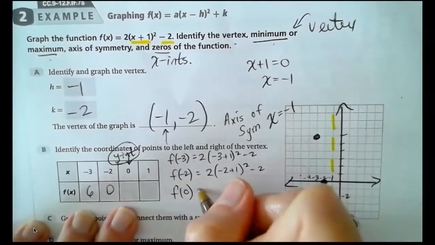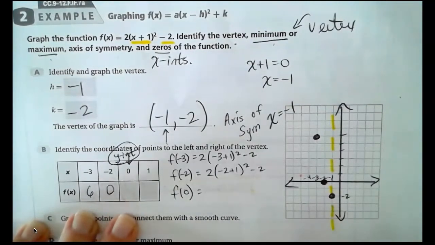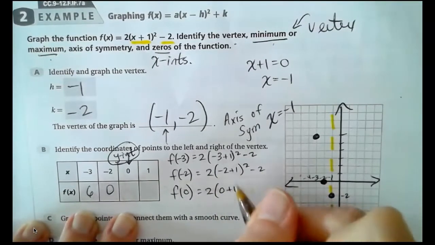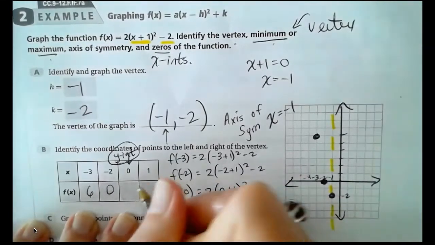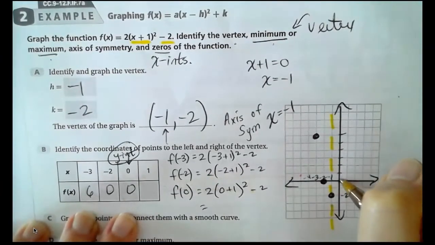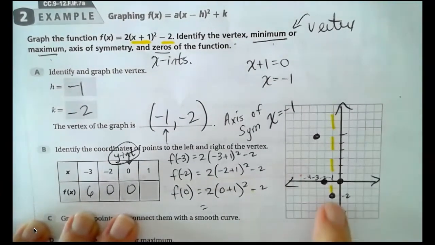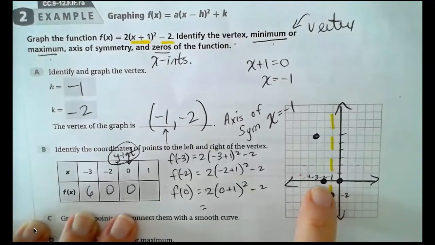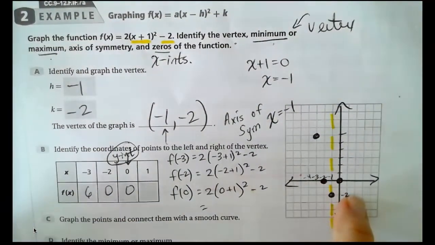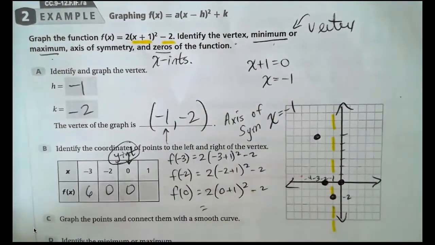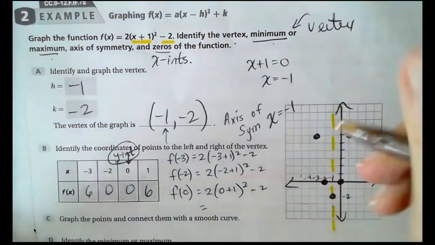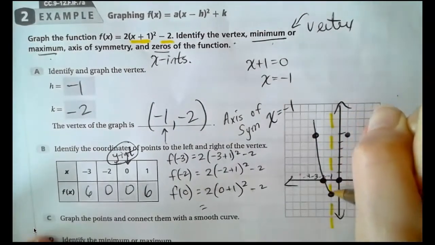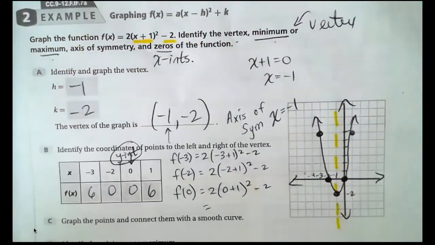When x equals 0, that allows us to find the y-intercept of the graph. What is f of 0? 2 times (0 plus 1) squared minus 2. 1 squared is 1, times 2 is 2. 2 minus 2 is 0. That is another 0, which makes sense because of symmetry. If there's one point to the left of the axis of symmetry, there will also be one to the right. Now, if we plug in 1, we can extrapolate that we are also going to be up at 6 by using symmetry.